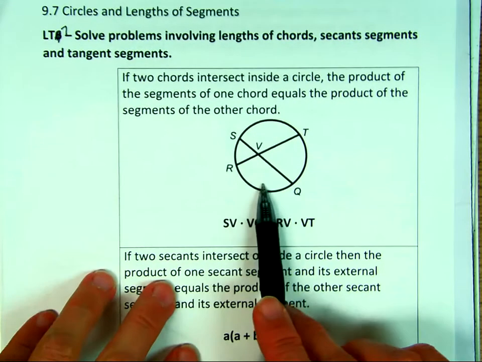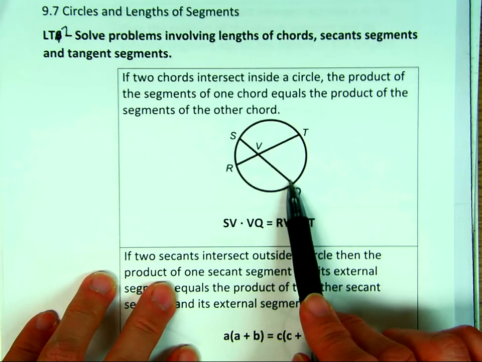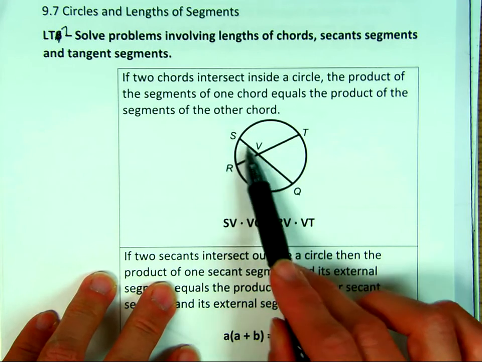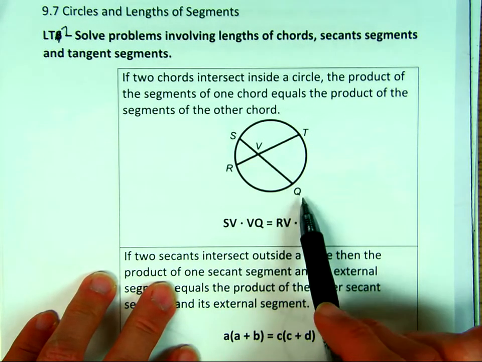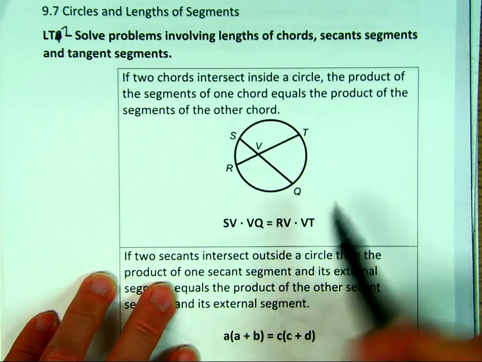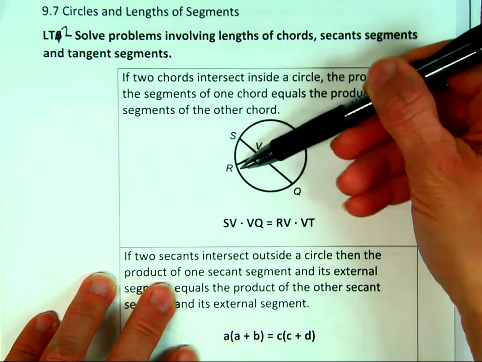So our first little theorem here, notice that there's two chords intersecting inside the circle. And we're going to be asked to find one of these little pieces of the segment. So either SV or VT or RV or VQ. And so you need to know this formula. You need to know that the product of the two parts of this segment is equal to the product of the two parts of this one.